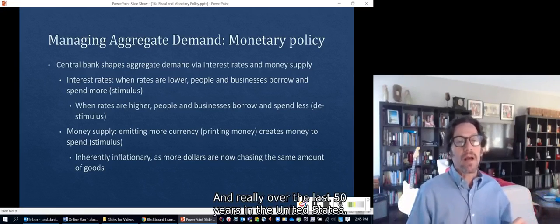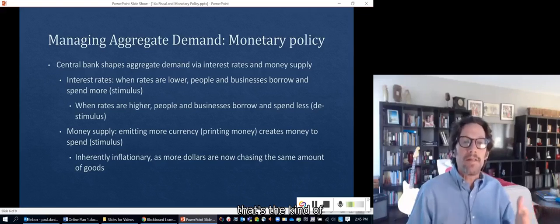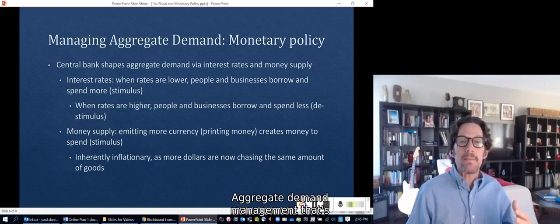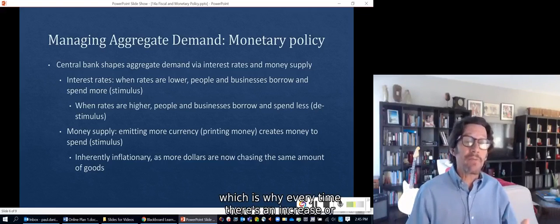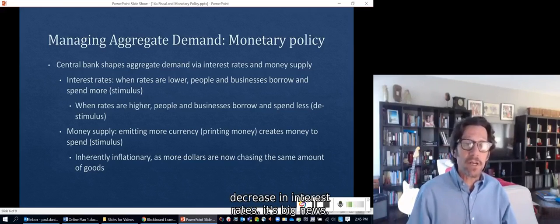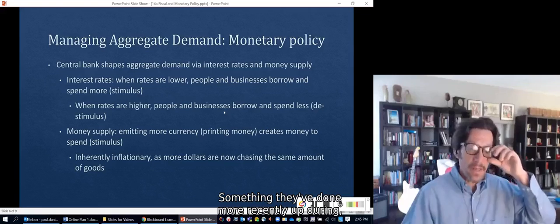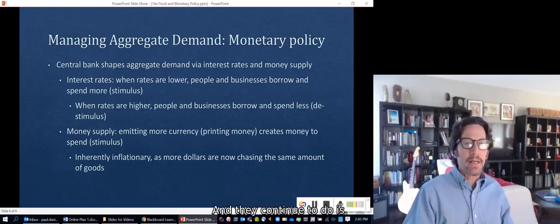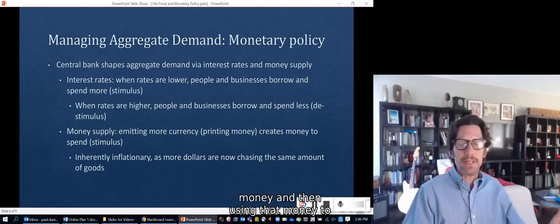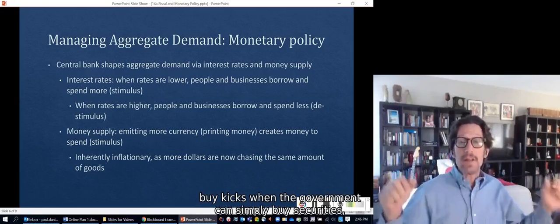And really over the last 50 years in the United States, that's the kind of aggregate demand management that's really been dominant, is the Federal Reserve increasing and decreasing interest rates, which is why every time there's an increase or decrease in interest rates, it's big news. Something they've done more recently during the last recession, the one that began in 2008, and they've continued to do, is to emit more currency.